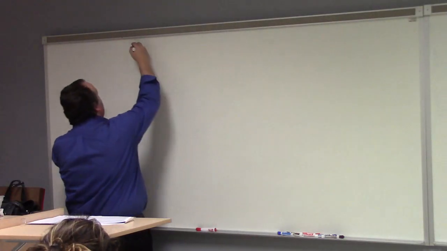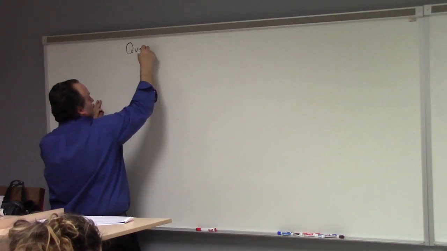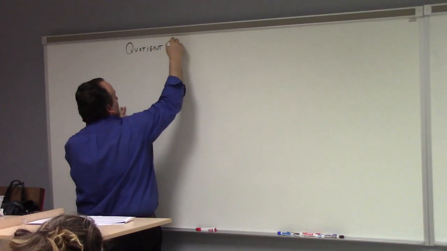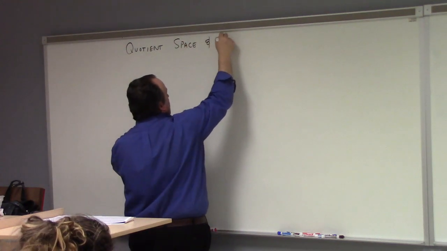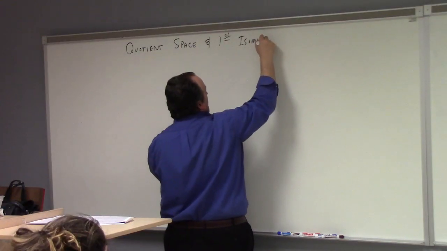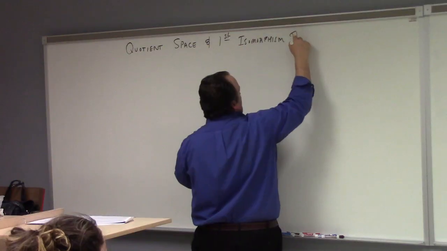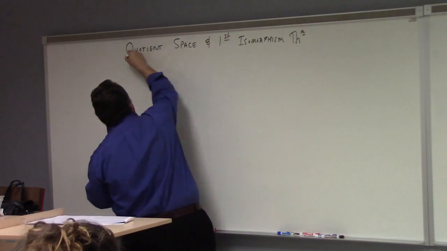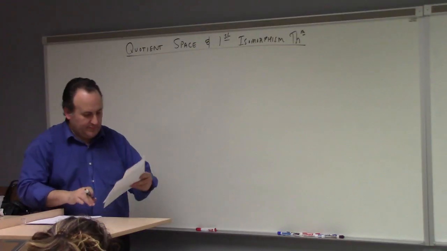All right, so what is a quotient space and what's the first isomorphism theorem? That's what we'd like to talk about today. So to start with, we'll talk about quotient spaces and the isomorphism theorem. I need to first define a coset.